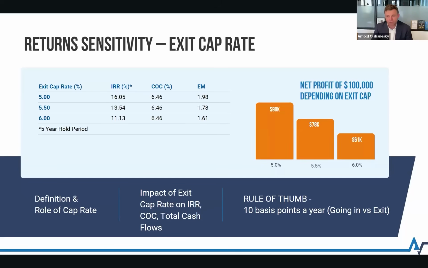And as you can see, if we achieve a 5% exit cap, that $100,000 on this deal would generate $98,000 in profit. However, if the 5% didn't materialize and it became a 5.5, that $98,000 drops to $78,000. And if it becomes a 6 cap, that $98,000 becomes $61,000. I mean, that's almost 40% less in returns. And if you look here on the IRR section, the exit cap of 5 gives you a 16, a 5.5 would give you a 13.5, and a 6 would take you all the way down to an 11.